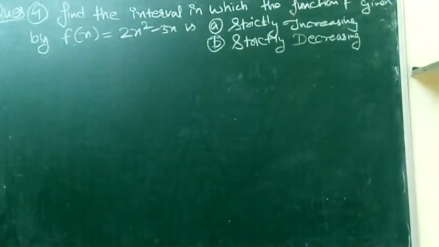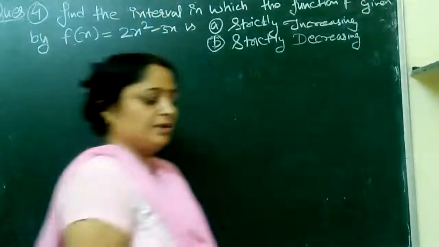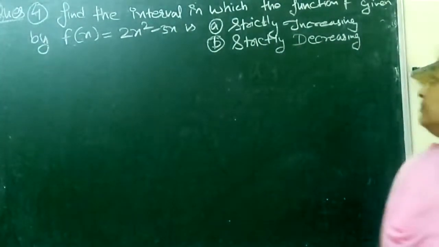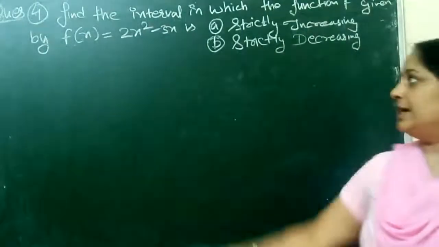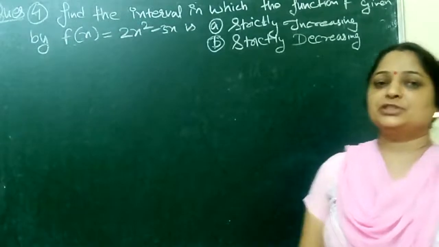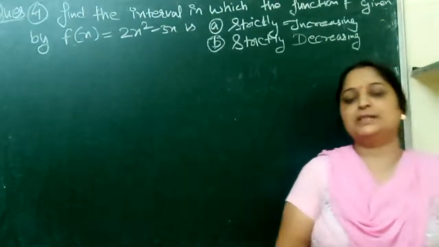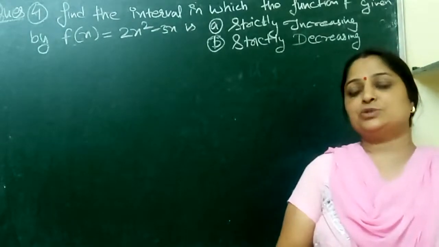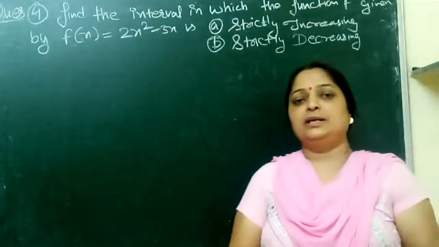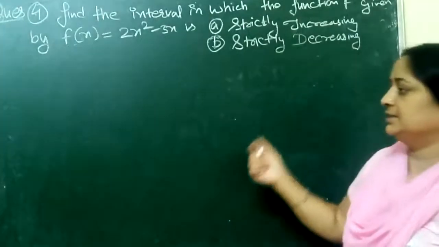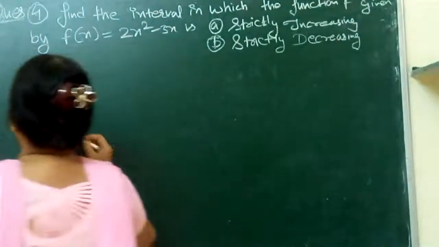Now dear students, continue with the fourth question from exercise 6.2. Now find the interval in which the function f given by f of x equal to 2x square minus 3x. The function is given, and you have to find out the interval. In this question you have to find out the interval for strictly increasing and strictly decreasing. So let us see how we can find out the interval.